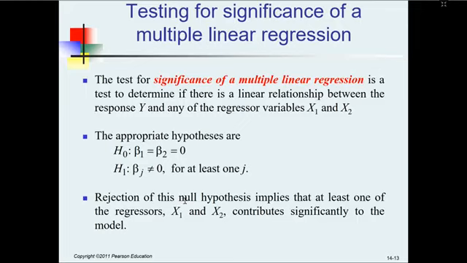So rejecting H0, rejecting the null hypothesis implies that at least one of the regressors x1 or x2 contributes significantly to the model. At least one of them contributes significantly to the model. But when H0 is retained, it means that your regression model is not significant. Then you have to stop and look for other variables that you can use to predict sales. Okay, so that is a test.